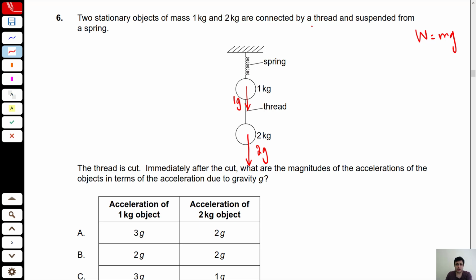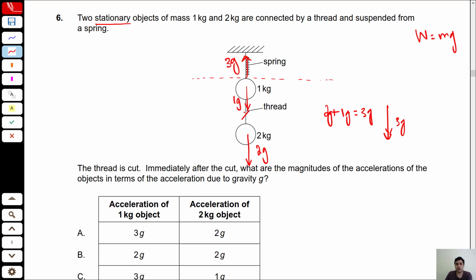If you look at this spring, right now it is stationary. Stationary means there's no movement, so the net force must be 0. So the spring is responsible to carry the weight of everything below this dotted line. The total weight, or total g force, acting below this dotted line is 2g plus 1g, which is 3g. So there's a total of 3g acting downward. Hence, the spring also provides this much g in the opposite direction to carry the weight of these two. That's why the whole system is stationary.